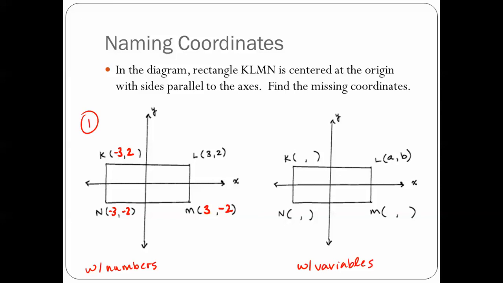Here we have point L given again, except this time they're just calling it (A, B). Well, let's go in counterclockwise order again. So if we go with point K, we would have to go the same units to the left as we did to the right with point L from the origin. So that'd be -A, and then we need to go up the same amount of units, which is B. So K is (-A, B). N is going to be (-A, -B), because we're going left A and down B. And then M, we're going to go right A and down B, so (A, -B).